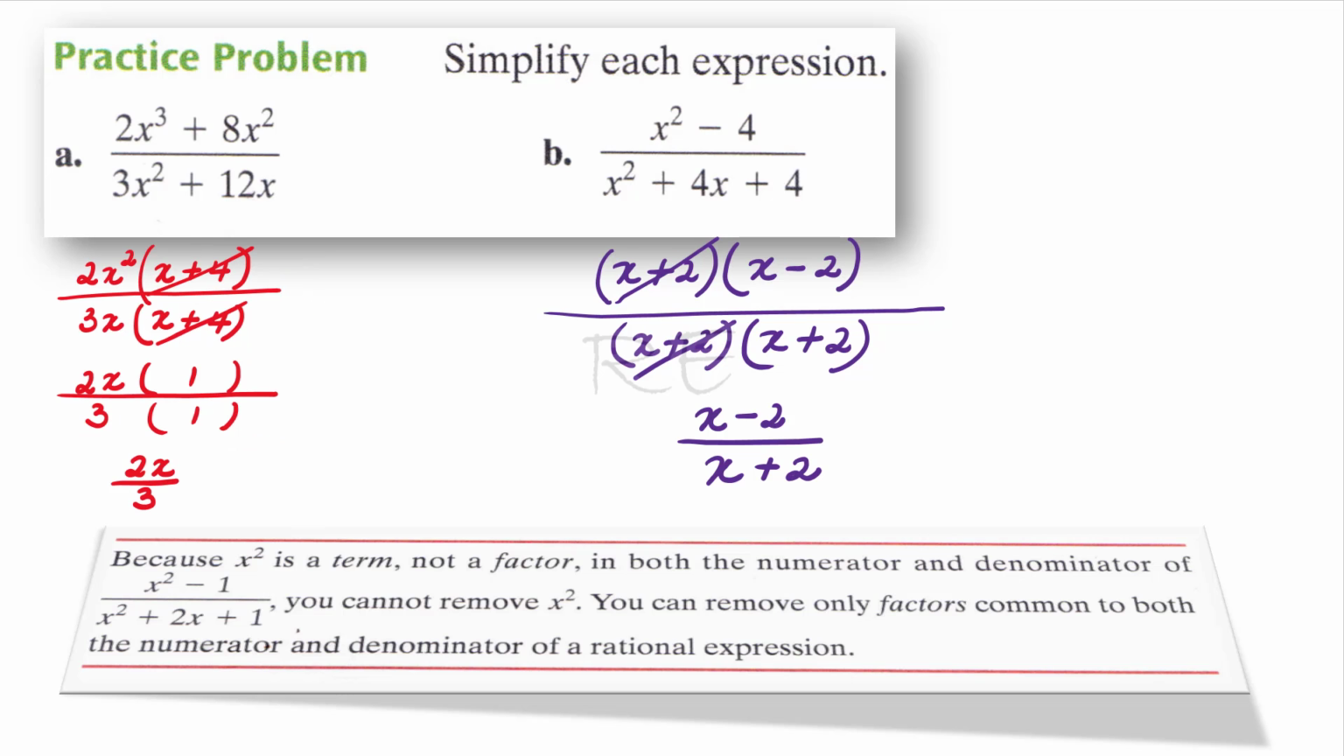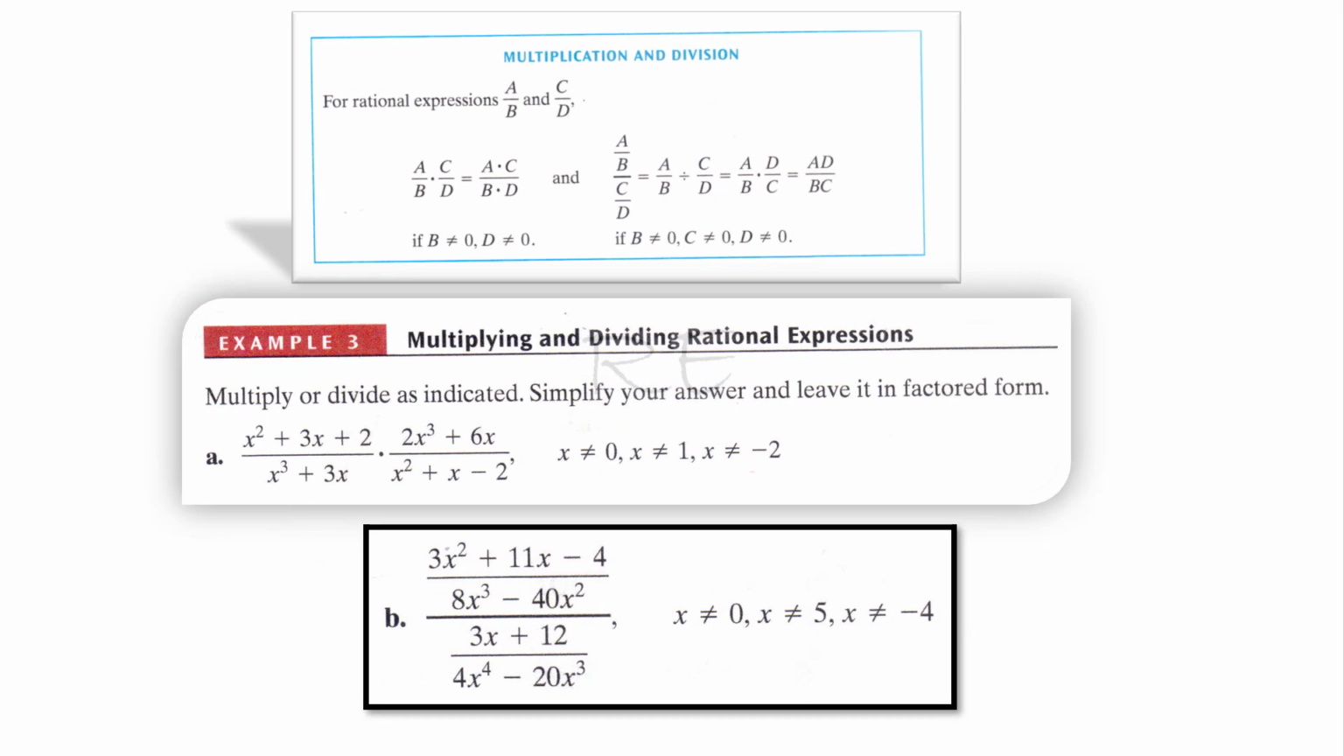We cannot cancel x squared because x squared is a term and not a factor of the numerator and denominator. You can only remove factors that are common to both the numerator and the denominator of a rational expression.